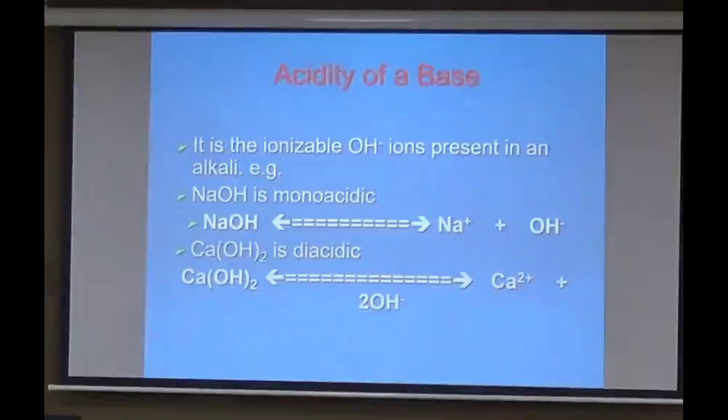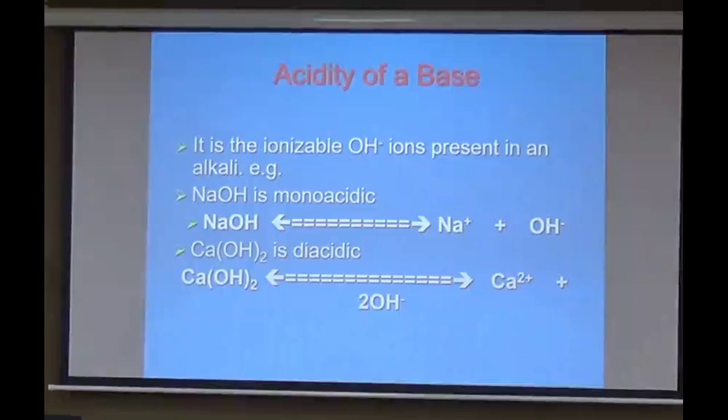Next we come across the acidity of a base. It is actually the number of ionizable hydroxyl ions present in an alkali. The very first example given is of sodium hydroxide. It gives sodium and hydroxyl ions in solution. Similarly, calcium hydroxide gives again calcium and hydroxyl ions in solution.